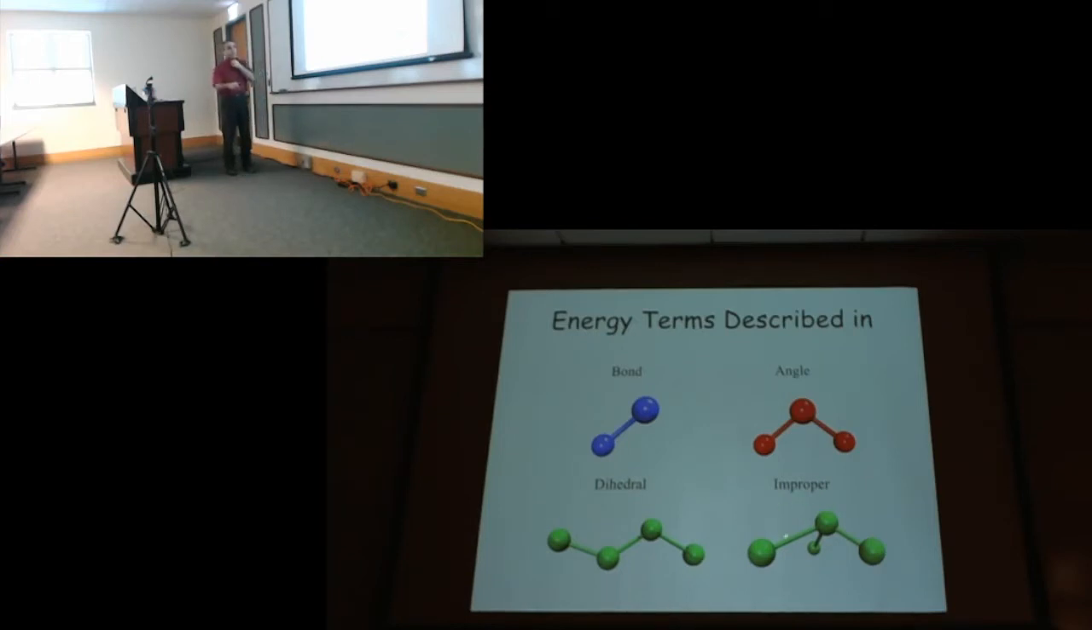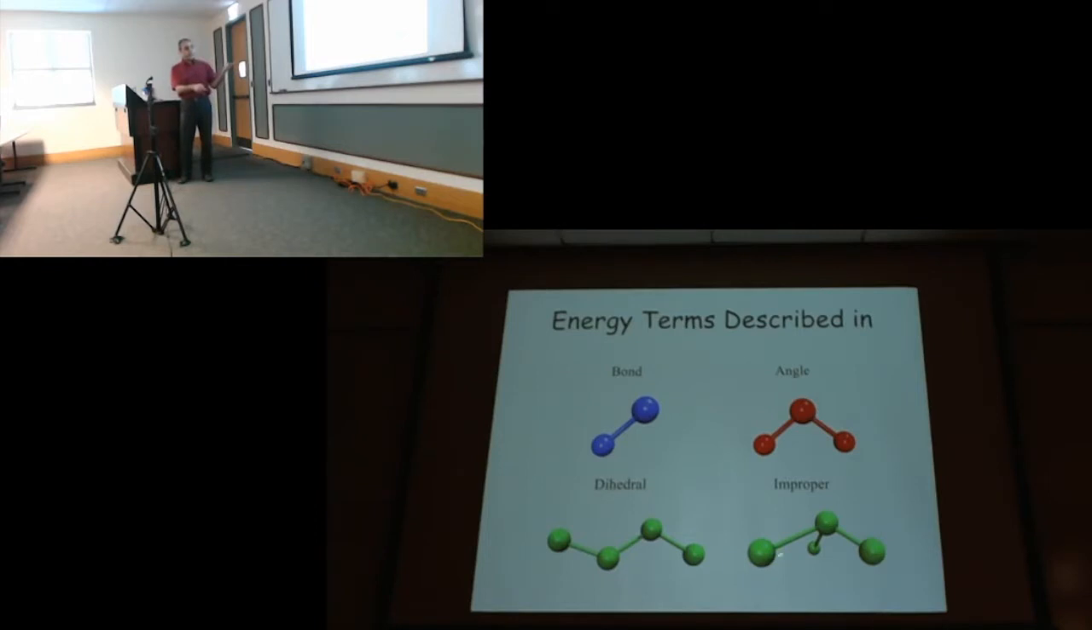Improper dihedral angles are again dihedral angles, two planes, dihedral. These are also two plane potentials, but these are not periodic because here the concept of rotation doesn't exist. You're trying to confine and constrain this center to a particular shape.